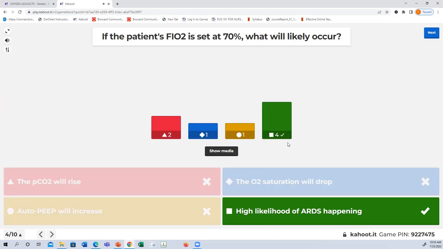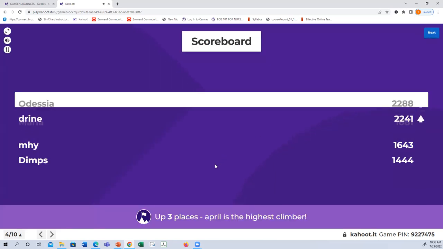Okay, you remember we like to limit the amount of oxygen that we give to our patients to less than 60%. The reason is whenever we exceed 60%, we're beginning to compete a lot more with nitrogen, and therefore you're going to wash off nitrogen, which results in ARDS. So the correct answer is there's a high likelihood of ARDS occurring. And so again, Odisha this time, Dwayne, Maria, Mai, Dimps, and April. Congratulations, you're the highest climber.